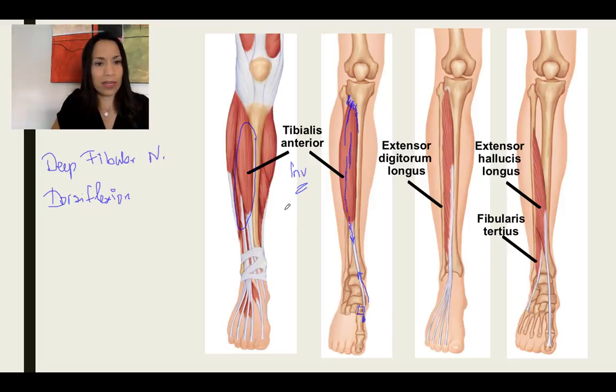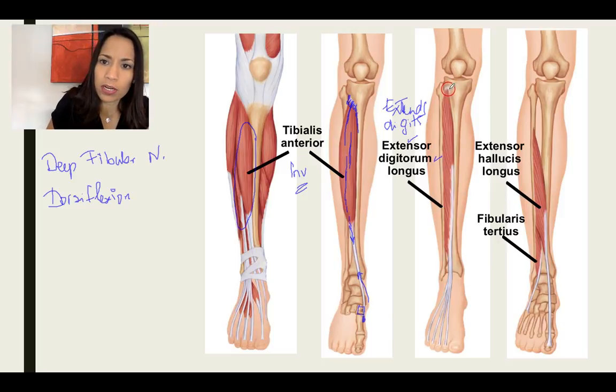Guys, my handwriting is not that horrible. It's this thing that doesn't work with me too well. Okay, the second muscle is the extensor digitorum longus. Extensor digitorum, you already know the action of the muscle, right? The second action, it extends the digits. Let's see which digits, okay?